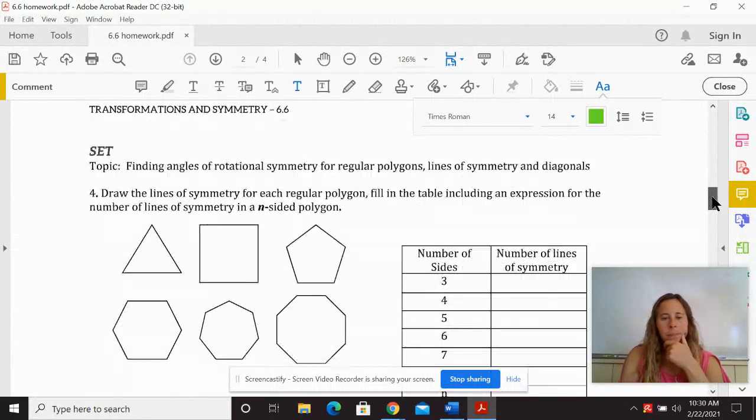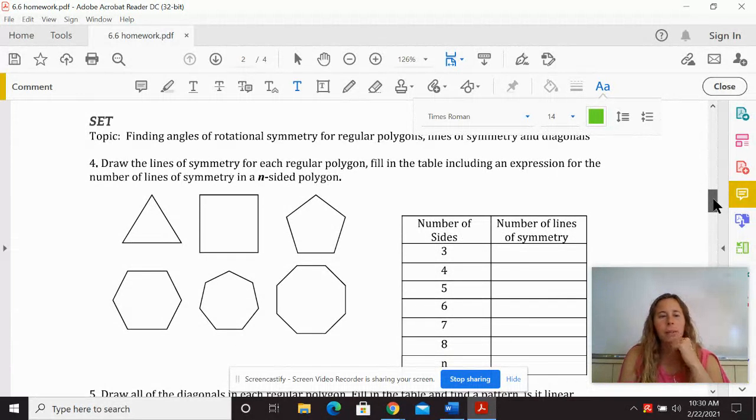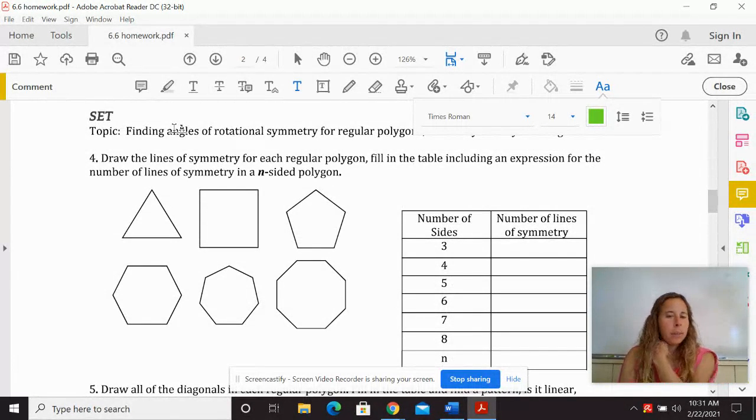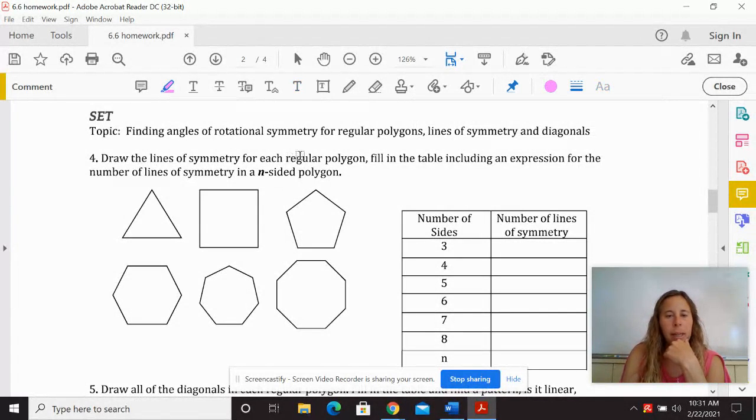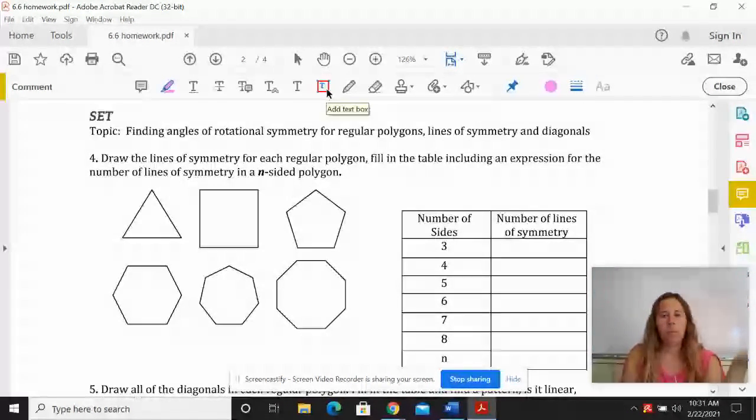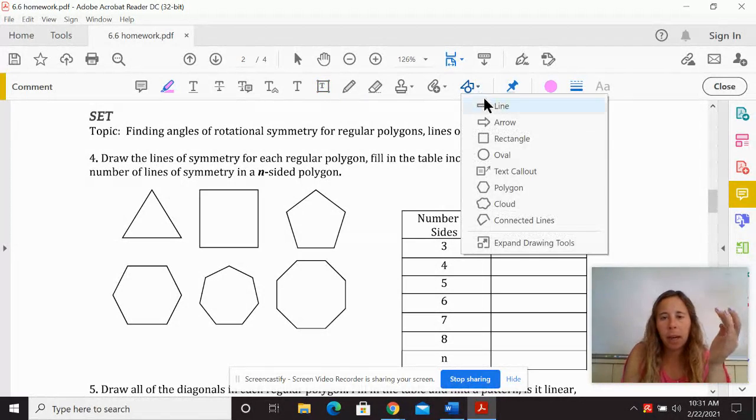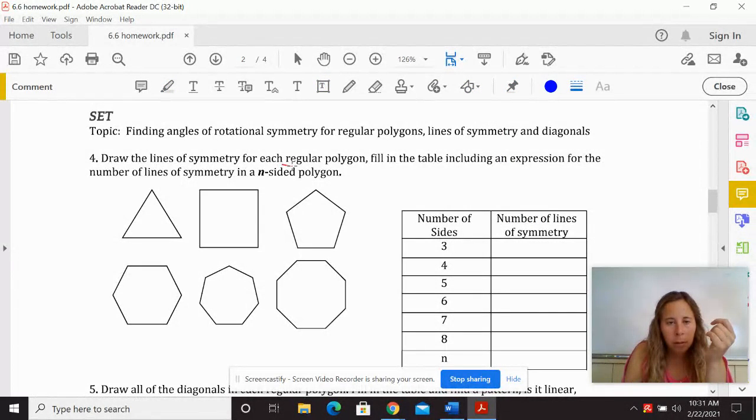Let's keep on going. Okay, number 4, draw the lines of symmetry for each regular polygon. Keyword here, regular. Again, let me highlight it. I don't really understand why I can highlight sometimes and other times I cannot. Okay, I'll underline it. Keyword, regular. That means all the sides and all the angles are equal.